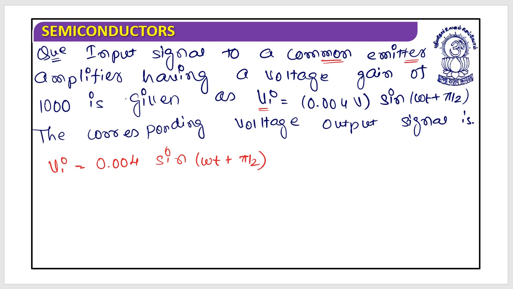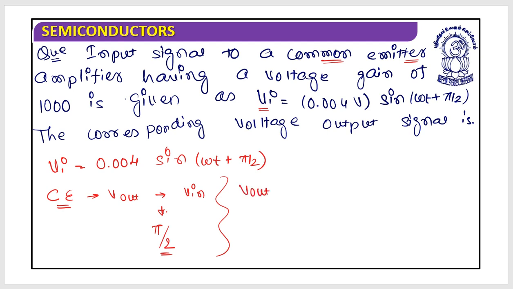Next, they have given that it's a common emitter amplifier. When they say it's a common emitter amplifier, a CE configuration, we must understand that there would be a phase difference between V out and V in. How much would the phase difference be between these two in CE? Yes, there is a phase difference of pi by 2, or pi. What was it? Yes, pi.